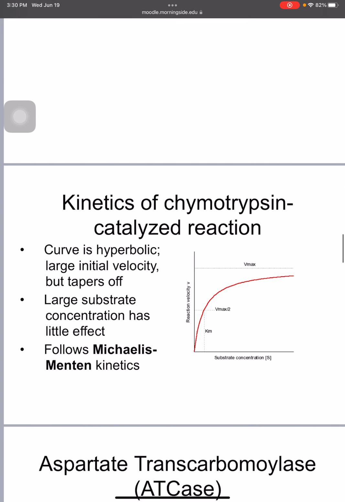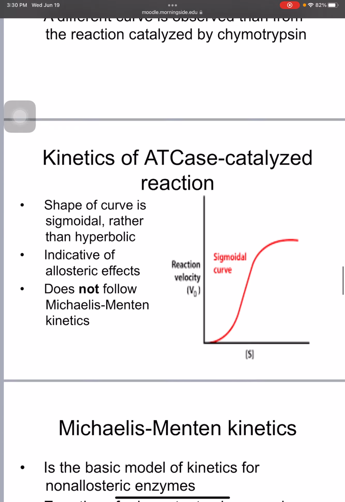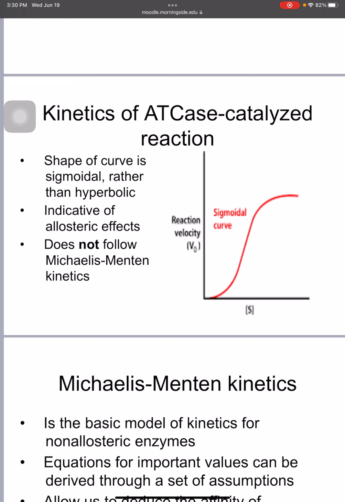Whereas before we had a hyperbolic curve where the velocity rapidly increased and then leveled off, in this case, the initial ramping up of the velocity is kind of slow. It takes a little bit to get started. Then it starts to more dramatically increase and then eventually levels off. All right, so this sort of S-shaped curve is what we call a sigmoidal curve.